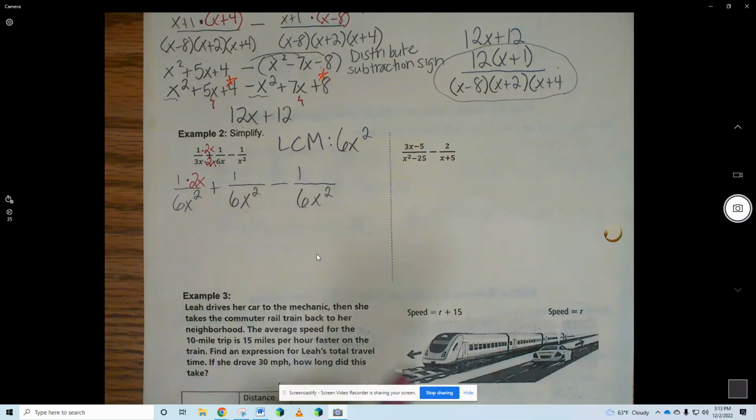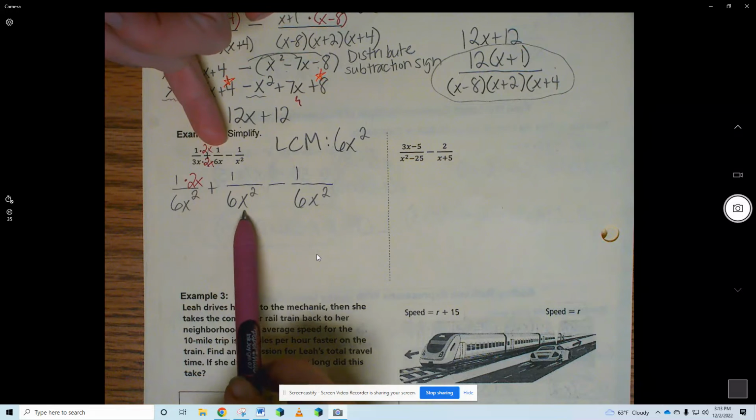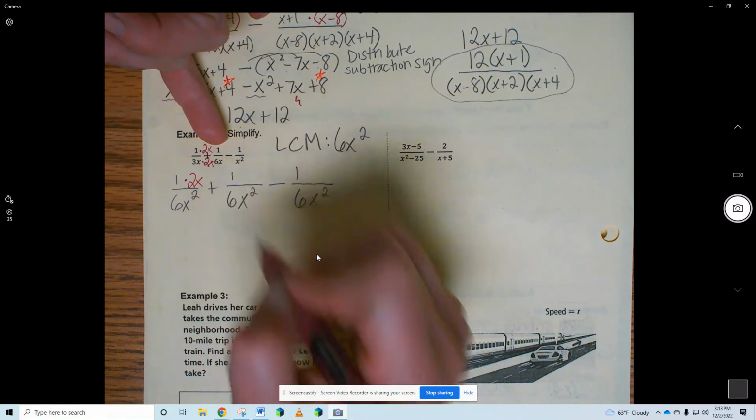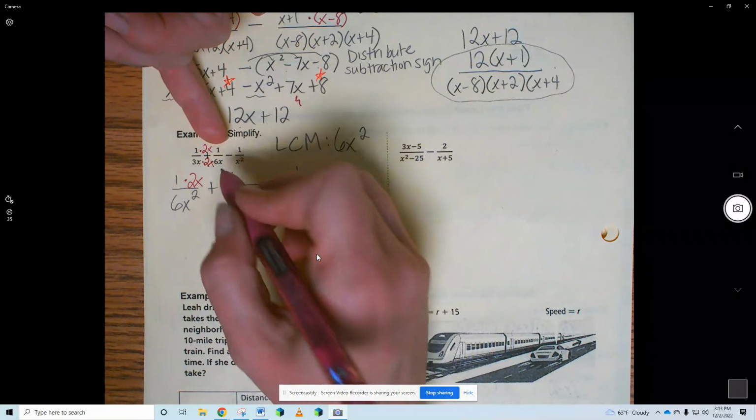The middle fraction had a denominator of 6x. I need to make it a 6x squared. What do I multiply top and bottom by? Just x.